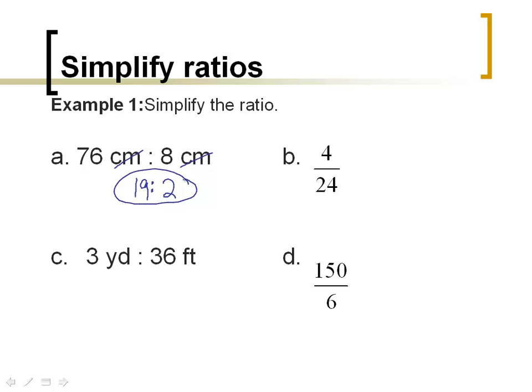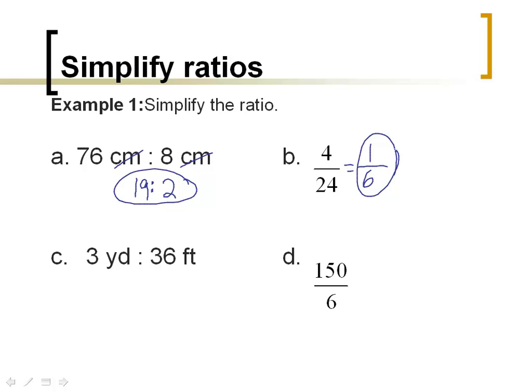B, there are no units here. It's in fraction form, so we're going to keep it in fraction form. 4 goes into both 4 and 24, so 4 divided by 4 is 1. 24 divided by 4 is 6. So my reduced ratio is 1 to 6.